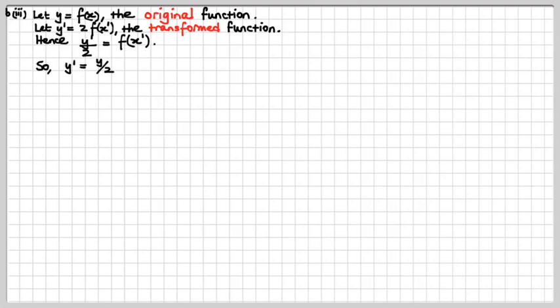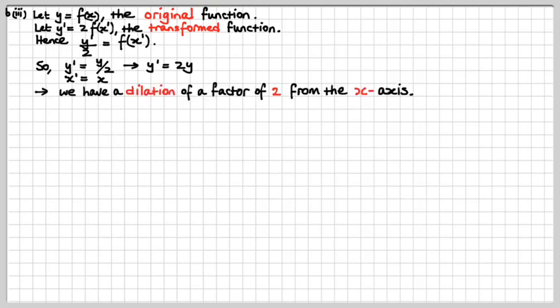Now they're in equivalent form. So y dashed over 2 is the same as y over 2, equating the two left-hand sides, if you like. And of course, x dashed is just the same as x, yes? So what have we got to do to y to turn it into y dashed? We apply a dilation of a factor of 2, making it twice as high, from the x-axis, yes?